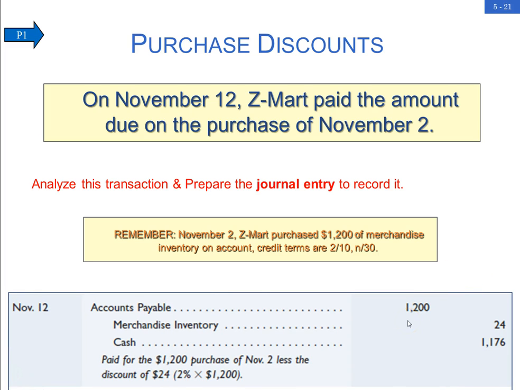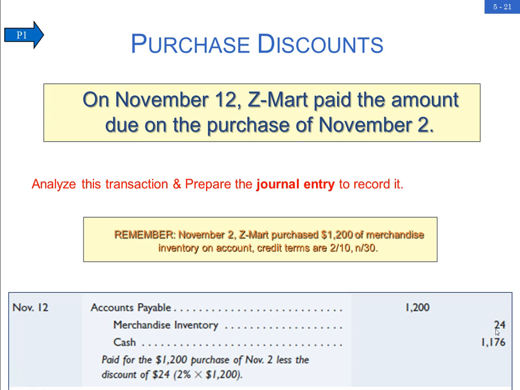So I want to walk you through this. Remember, the $1,200 shows that we no longer owe that supplier. We owed him $1,200, now we owe him nothing. We got a discount of 2%, which is $24, so we're not going to pay the full $1,200 in cash. We're paying him $1,200 minus 2%, or 98%, which is $1,176. Now, what might seem a little tricky is we are reducing our merchandise inventory account by $24.